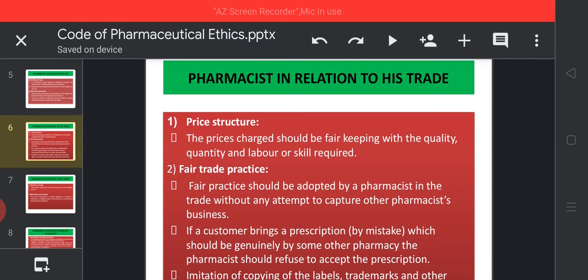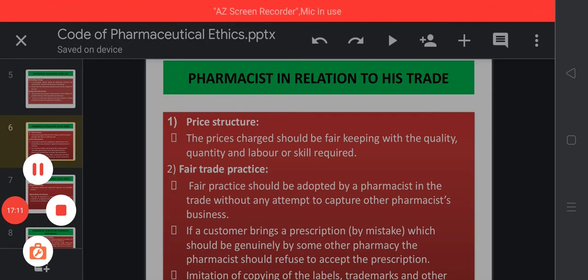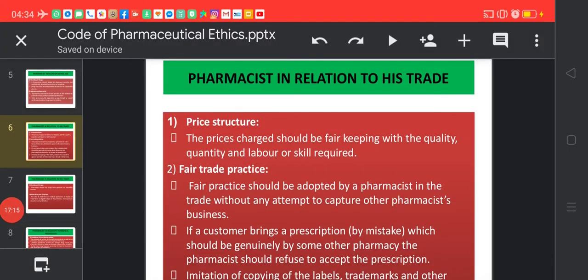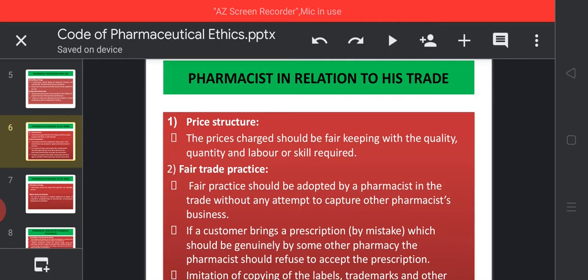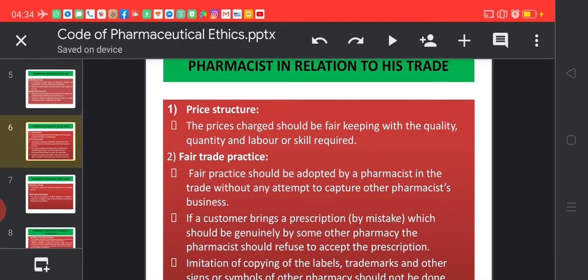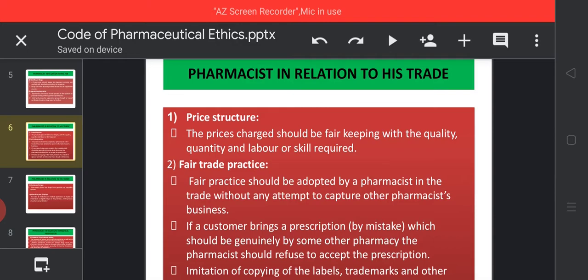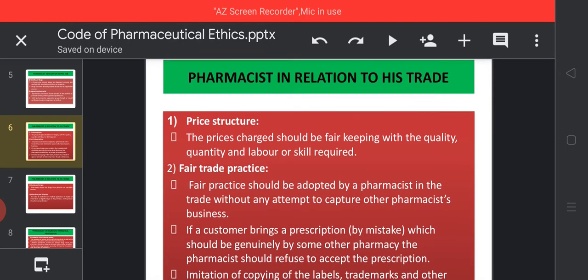फार्मासिस्ट इन रिलेशंस टू हिज ट्रेड. जब हम ट्रेड के बारे में बात करते हैं तो डेफिनेटली वी हैव टू डील विद प्राइस स्ट्रक्चर्स, फेयर ट्रेड प्रैक्टिस. प्राइस स्ट्रक्चर्स की बात करते हैं तो डेफिनेटली the cost of a particular drug should be monitored. कॉस्ट में ड्रग के अलावा ड्रग की क्वालिटी, ड्रग की क्वांटिटी एंड एज ए लेबर या स्किल क्या रिक्वायर हो रही है, डेफिनेटली ऑल दीज मैटर्स should be properly checked and should be properly discussed regarding the charging of a price of a drug.